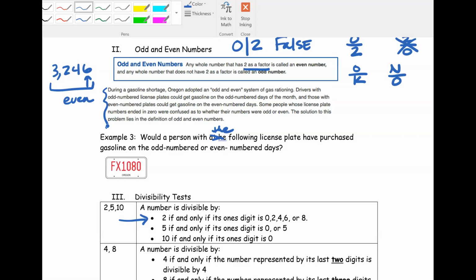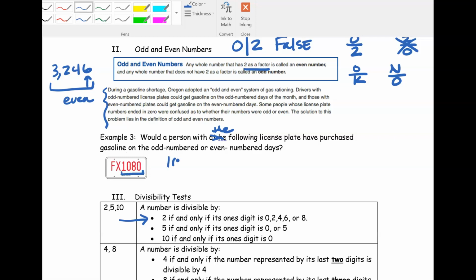So you could get gas on even days if your license plate was an even number, and you could get gas on odd days, which would be the other numbers that are not divisible by 2, if your license plate was odd. So this example asks, would this person have purchased gas on an odd or an even number day? So let's look at the license plate.